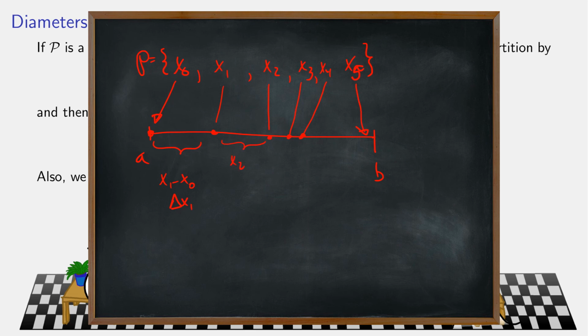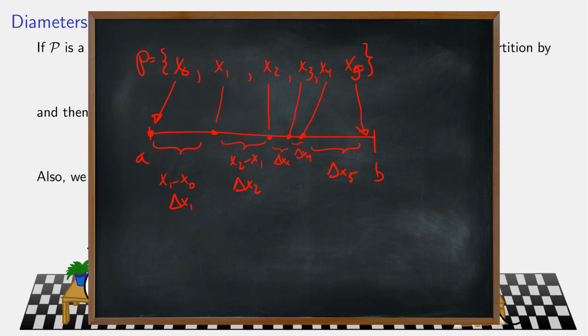This length here, x2 minus x1, that's delta x2. This length here is delta x3. This length here is delta x4. This length here is delta x5. And it's a little ambiguous from the picture I've drawn, but the norm of this partition would be, of the 5 pieces, which length is the longest? It kind of looks like this last one is the longest. It might be the first one. It kind of depends on how I drew it, but these ones definitely look shorter.